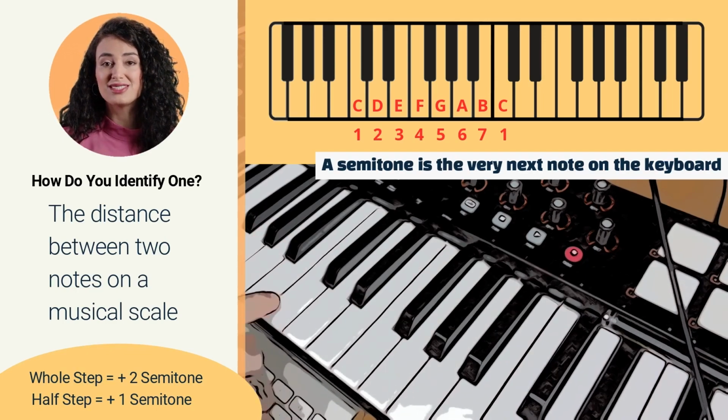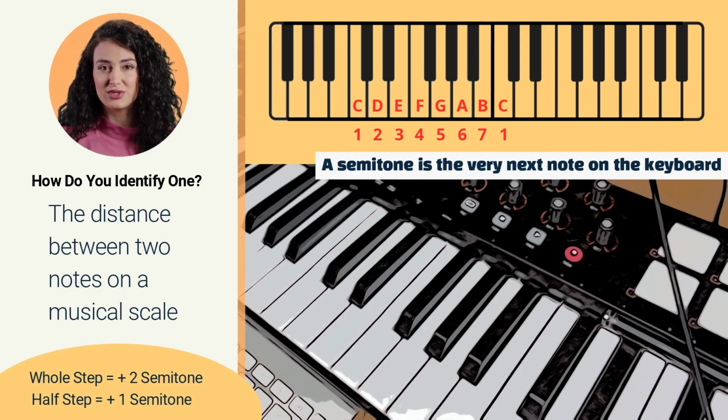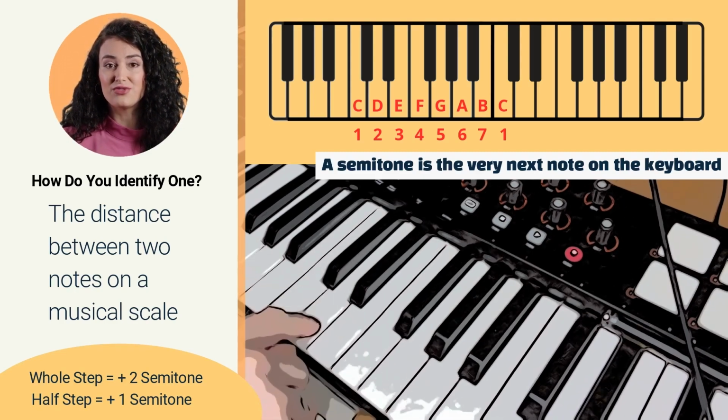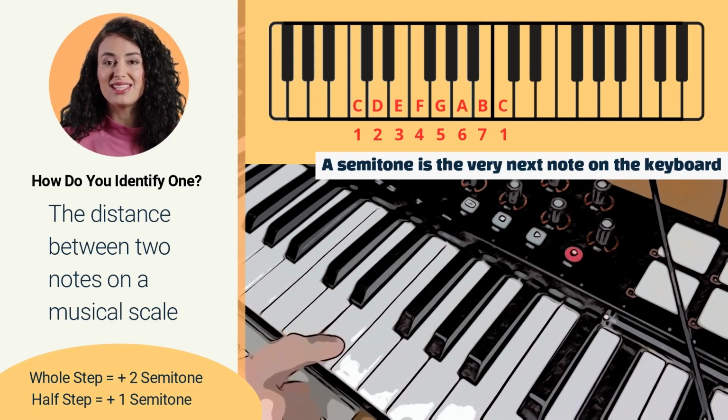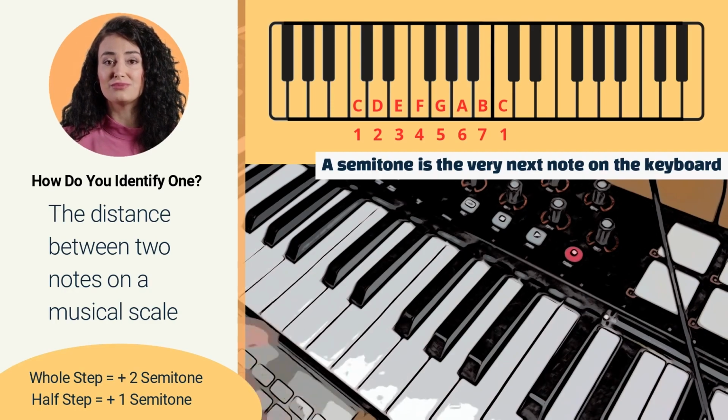If the interval consists of 2 whole steps and a half step, it is a major interval. For example, a major third interval consists of 2 whole steps, C to D and D to E, and a half step, E to F.